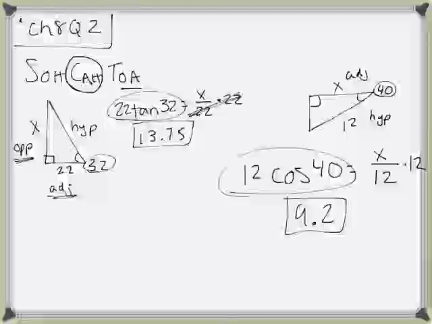What did that stand for? Sine, cosine, and tangent, and then the opposites, adjacents, and hypotenuse. So it tells us that sine is opposite over hypotenuse, cosine is adjacent over hypotenuse, and tangent is opposite over adjacent. So it's giving us our three trig functions and which sides of the triangles they use.